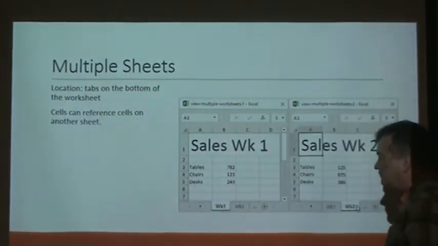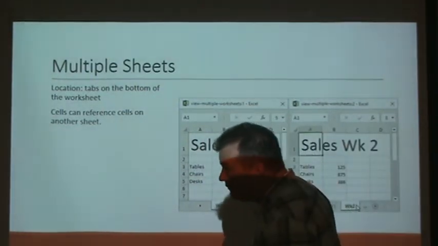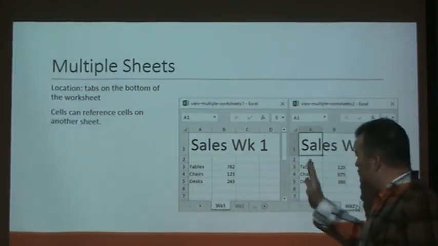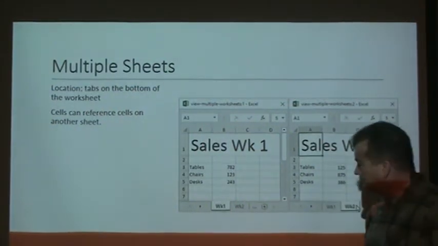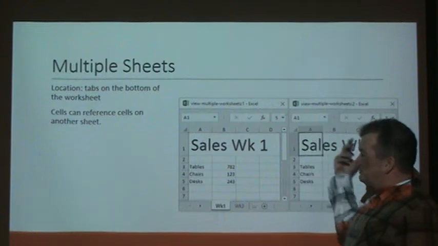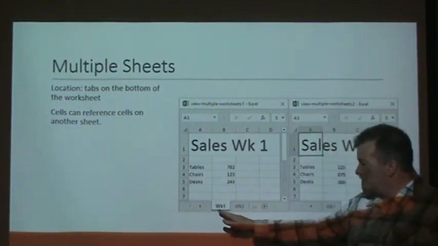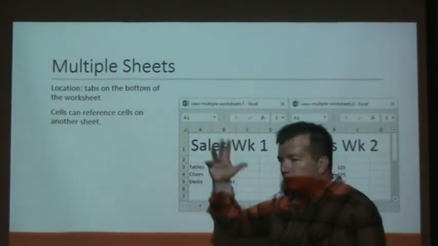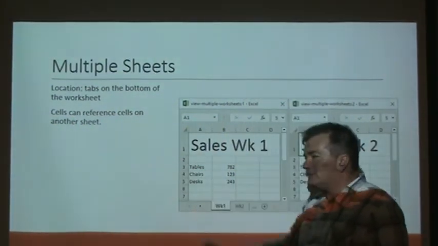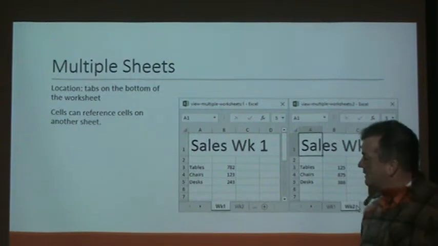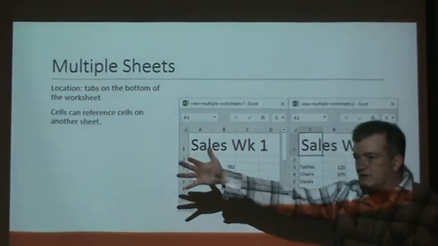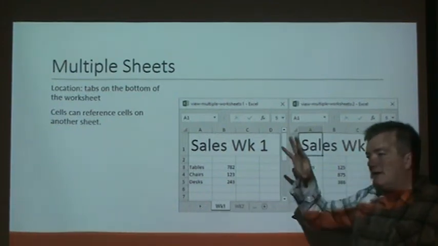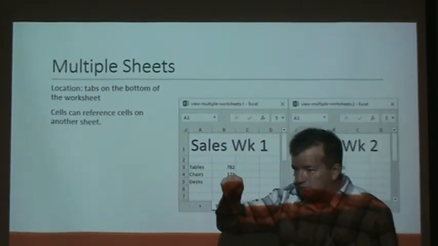Now also, if you are doing a formula and you want to take data from multiple sheets, you can do that too. Let's say you had 10 weeks, so 10 different sheets, and then you wanted one final sheet called the total sheet, the total for the 10 weeks. And let's say you wanted to add up all the tables sold for the entire 10 weeks. On your totals sheet, you can have a cell where you say equals.